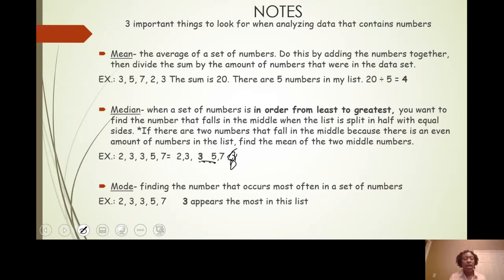Okay. Now the mode is dealing with finding the number that occurs most often in a set of numbers. So using the same set of numbers, I have 2, 3, 3, 5, and 7. Which number appears more? The 3. It appears the most in this list. Okay. And you can have more than one number for the mode. Let's say if I had another 7 in my list, then my mode would be 3 and 7 because they both appear 2 times. So you can have more than one number. All right, so let's look at some problems.